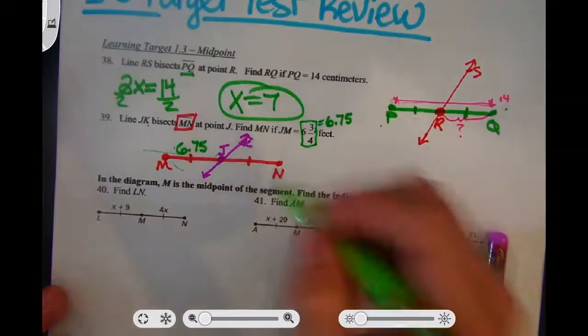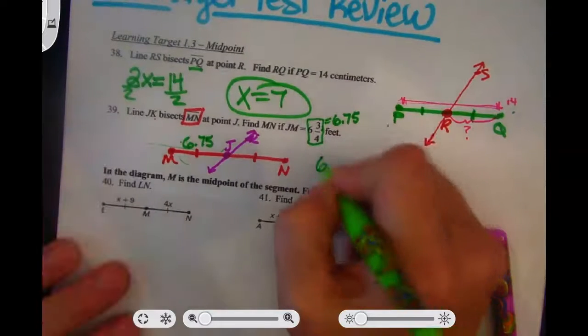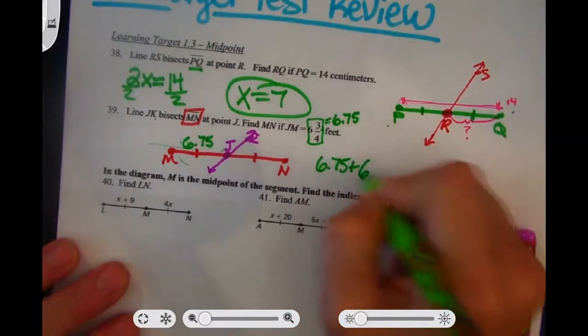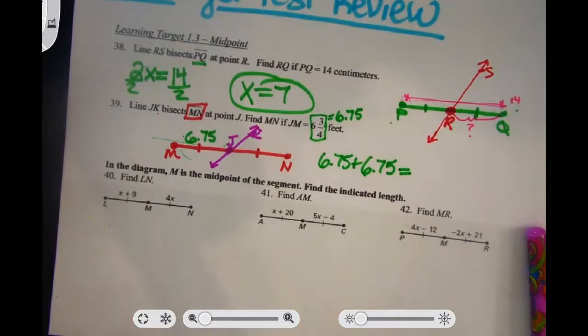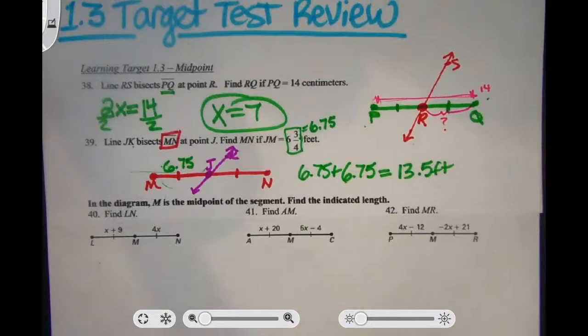So yes, you should have got that 6.75 plus 6.75 equals, yep, 13.5 feet.